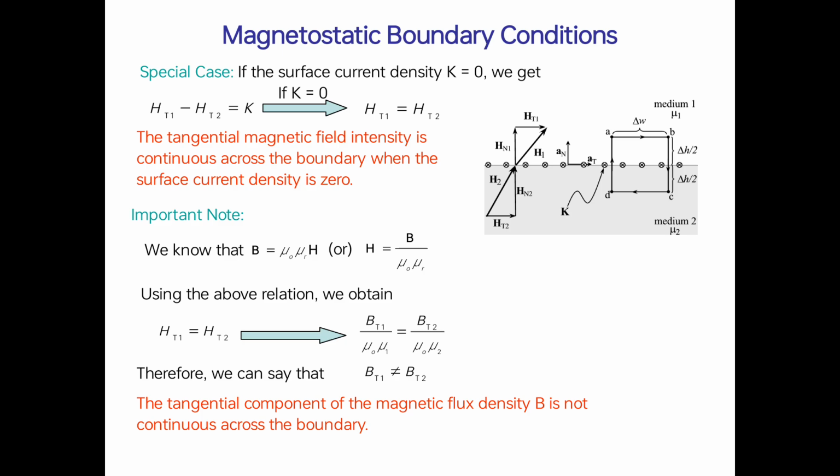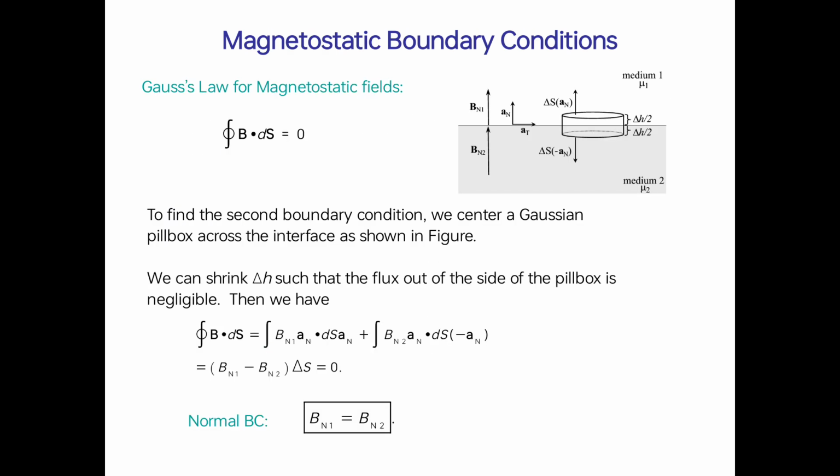We know that B is equal to mu naught mu r into H. From this we can obtain H equal to B by mu naught mu r. So we can write in terms of B: Bt1 by mu naught mu 1 equals Bt2 by mu naught mu 2. Therefore we can say that Bt1 will not be equal to Bt2. The tangential component of magnetic flux density B is not continuous across the boundary, but the magnetic field intensity is continuous across the boundary.